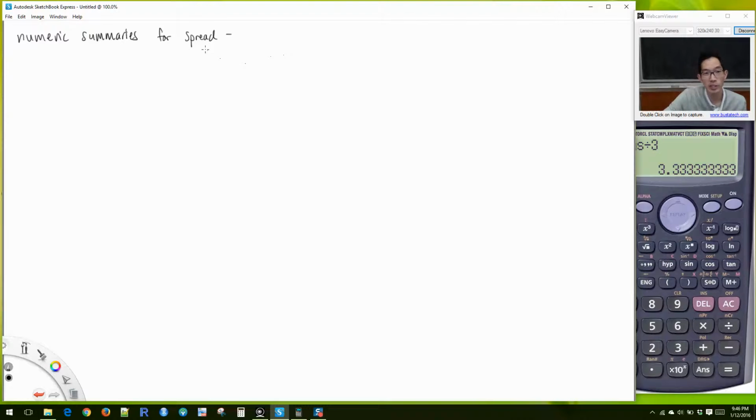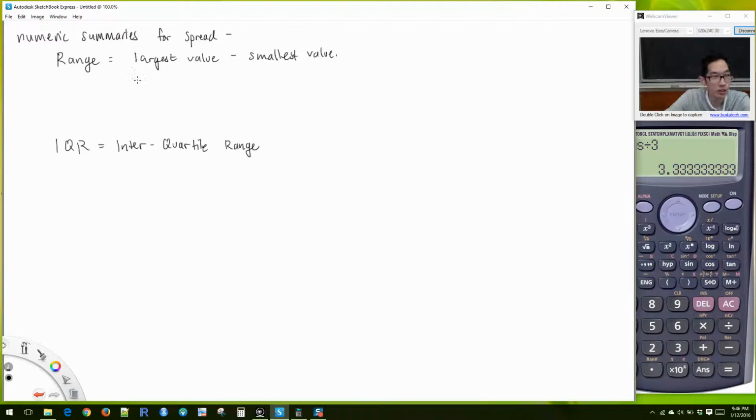We've got two other numeric summaries for spread: first I'll do the range, and the IQR, okay? And the IQR stands for interquartile range. Okay? All right, so the range is just the largest value minus the smallest value. And this is kind of like how far apart your extreme values are.